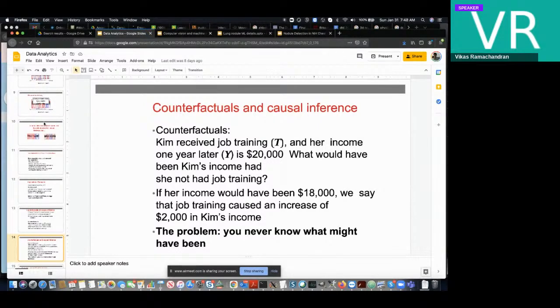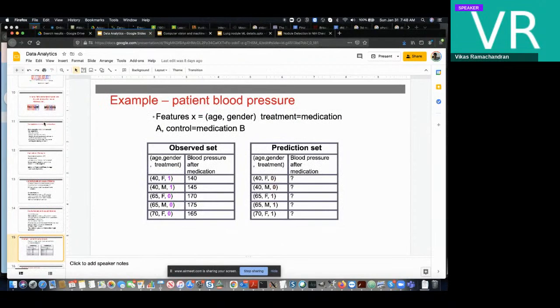However, the problem is we would never know that, because you have just this one person. You can either give Kim the training or not give the training to her. At the same time, you cannot do both. And this is exactly the fundamental problem which you face with causal inference.